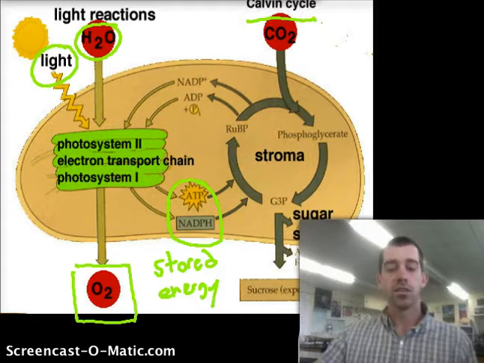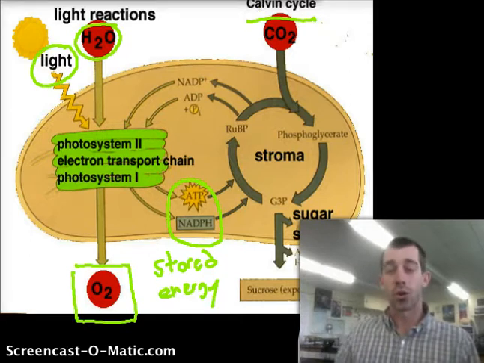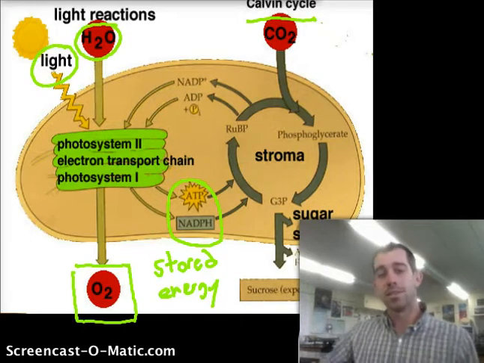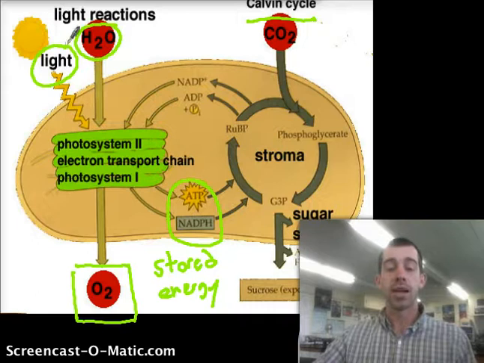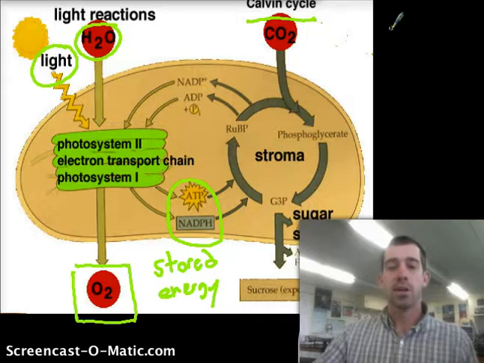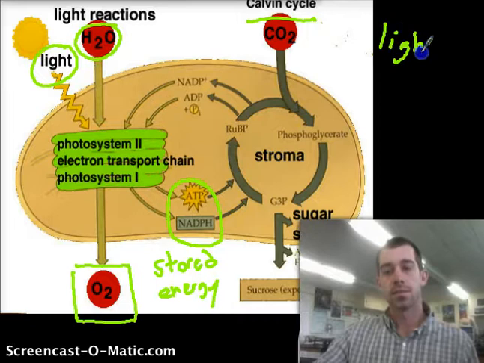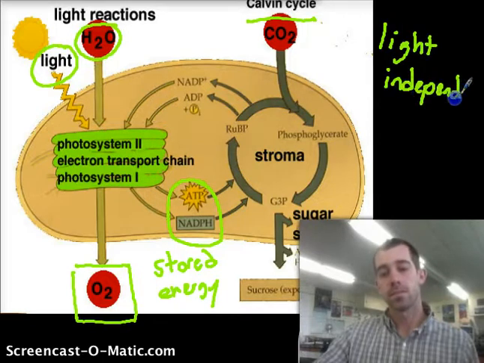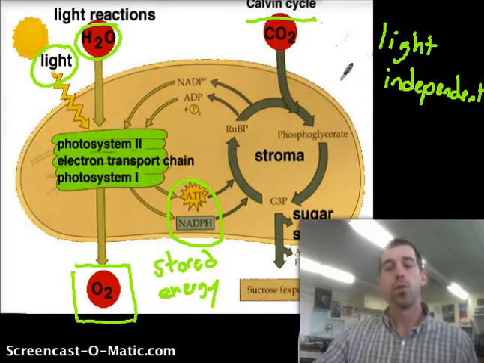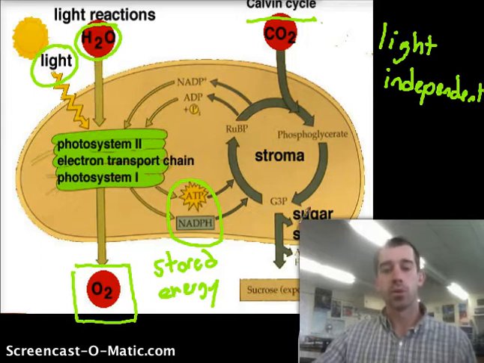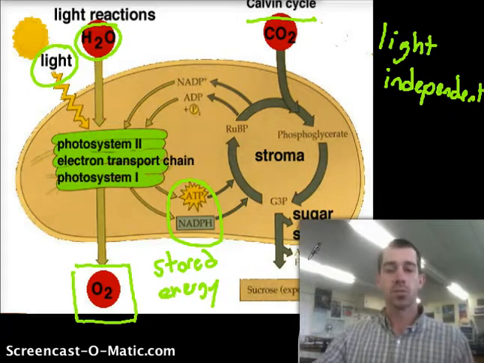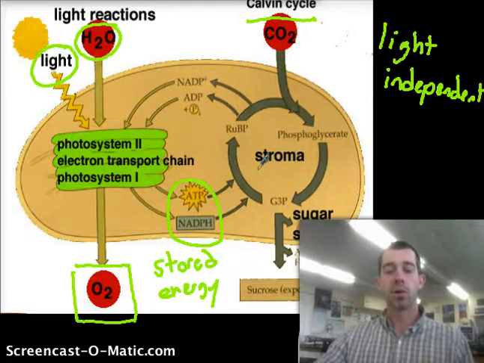And the Calvin cycle is also sometimes called the dark reactions because it's the opposite of the light reactions. It does not require light. But the better name for these reactions over here is light independent. So it doesn't require light to do this part of the reaction. And another thing to notice is all these things we're going to be talking about here happen in a part of the chloroplast called the stroma.